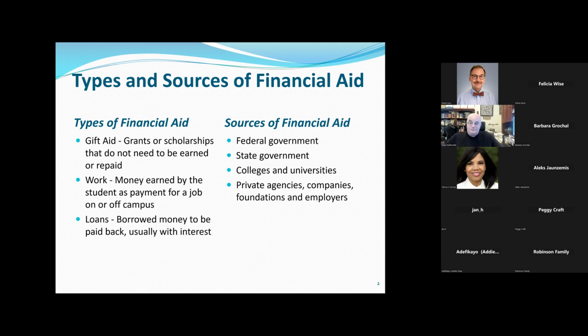Check with each of the private agencies, companies, and foundations to which the student wishes to apply about application forms and deadlines. Scholarship search websites such as fastweb.com and bigfuture.collegeboard.org are good resources for such scholarships. Obviously, so is Central Scholarship. Next slide, please.